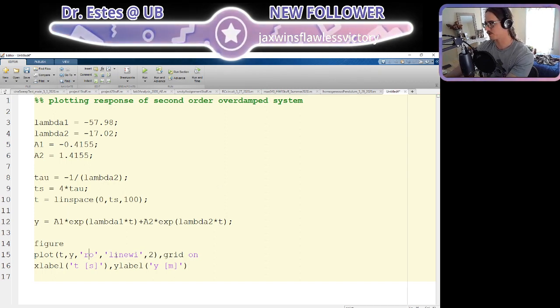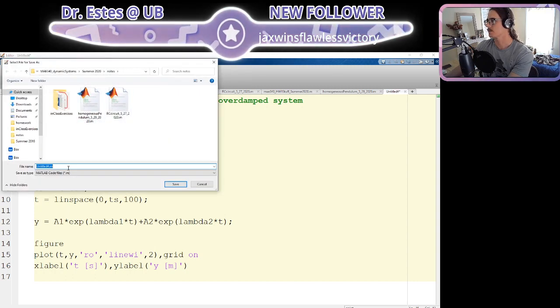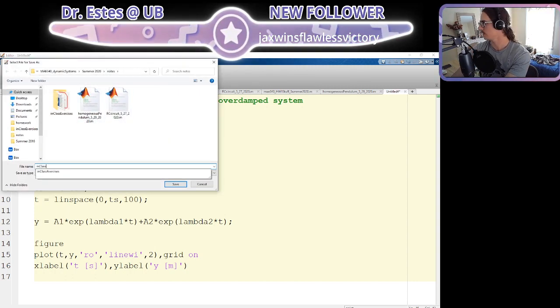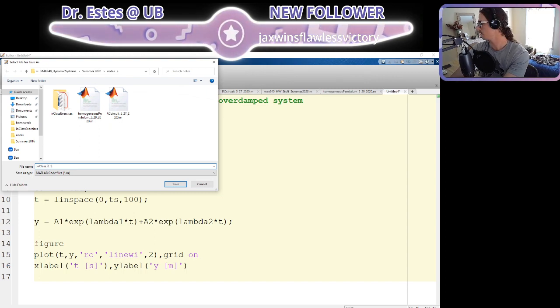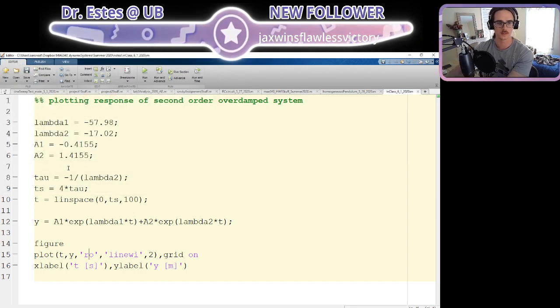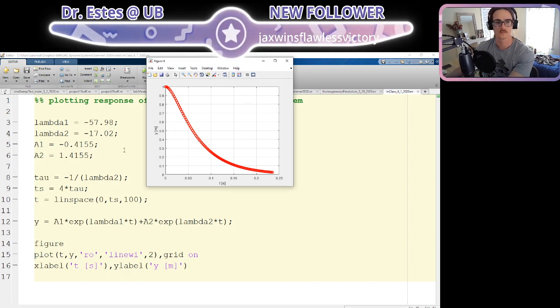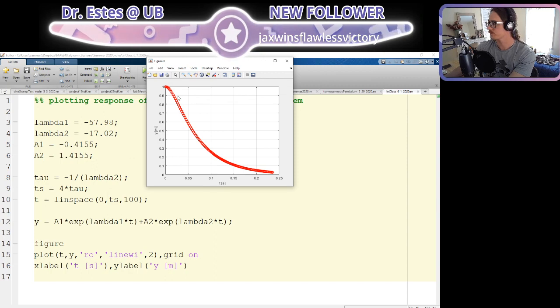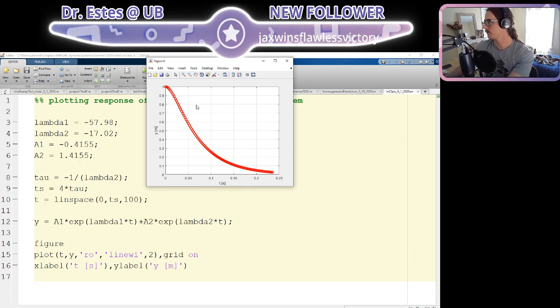Oh, and we're gonna make these circles red. Red circles. When I run this, it's gonna ask me to save this. I'll call it like in class 6/1/2020. That's today. And this is what it looks like. And look, because we plotted up to the settling time, boom. Wait. Let's try this though.